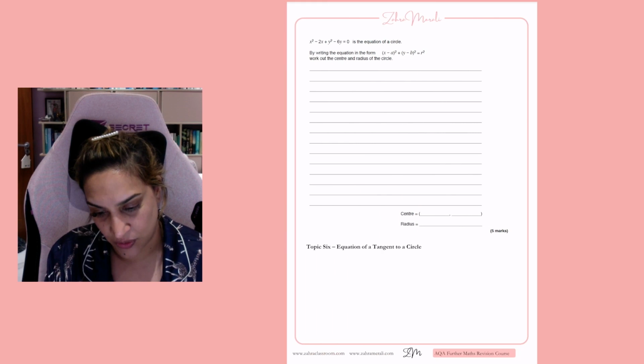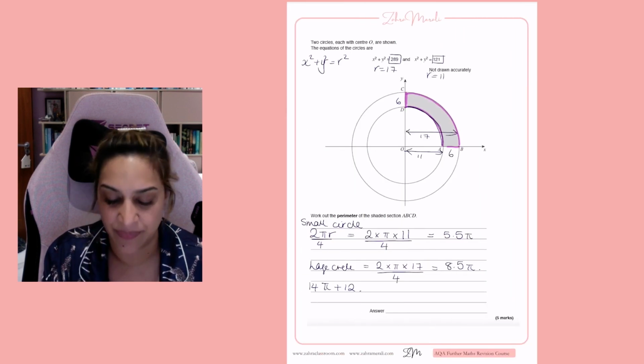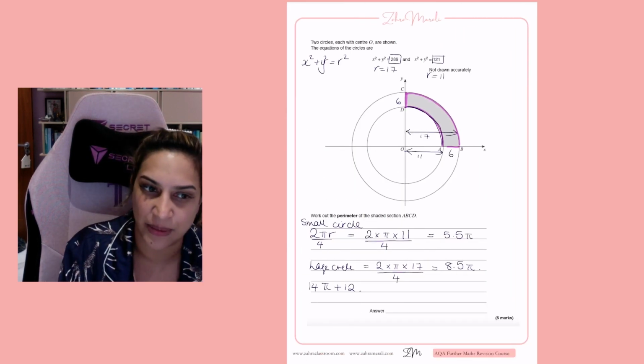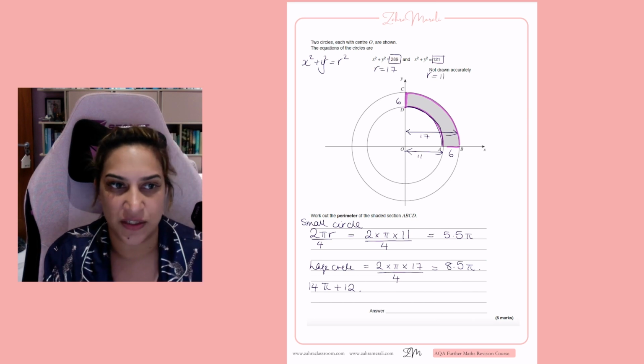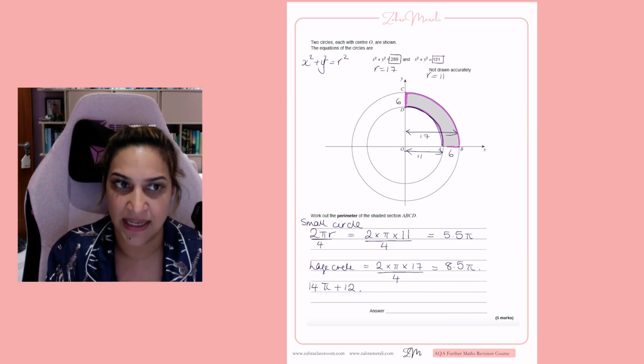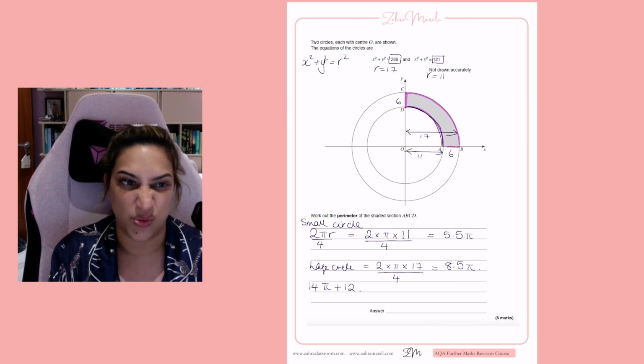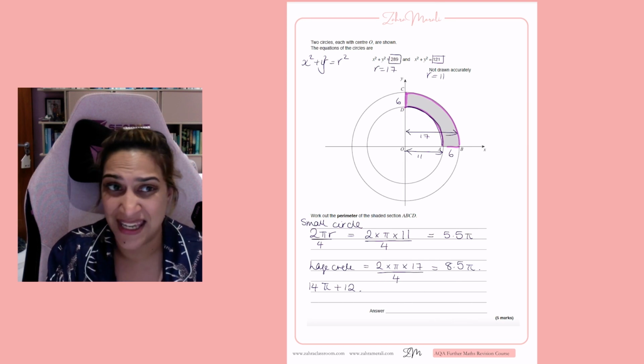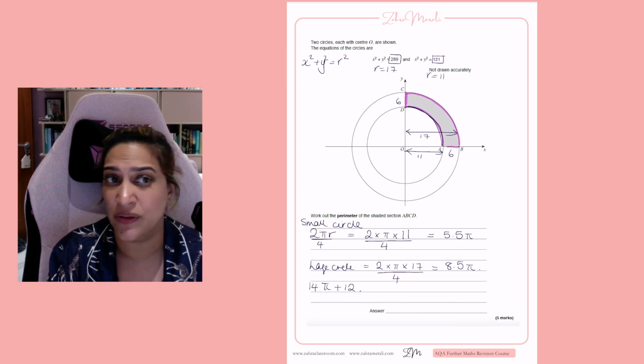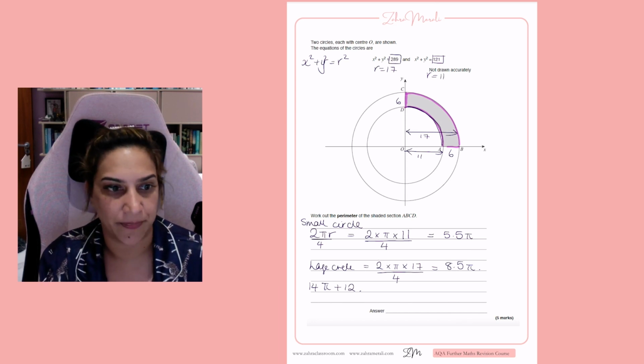Now, if it was a calculator paper, they may have asked for it in terms of decimal places. If this was the case, then you would just substitute in pi to 3 significant figures. Here, because it's not clear, you could do any one that you liked.